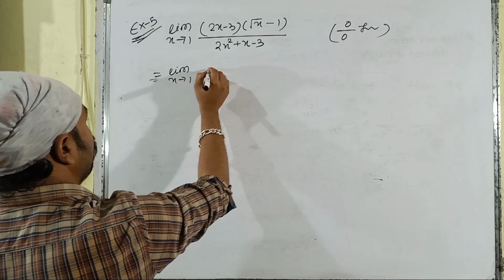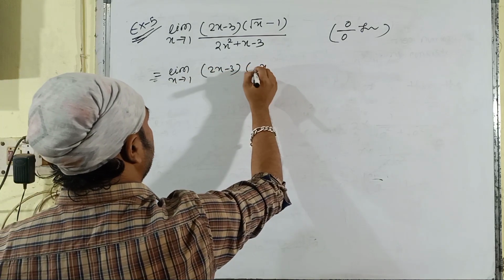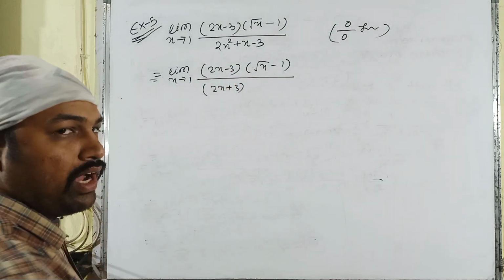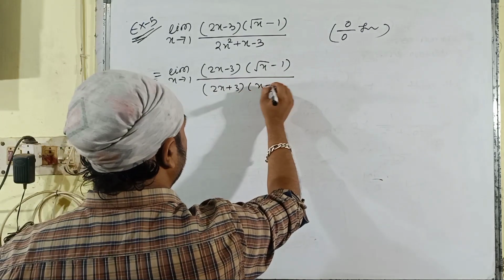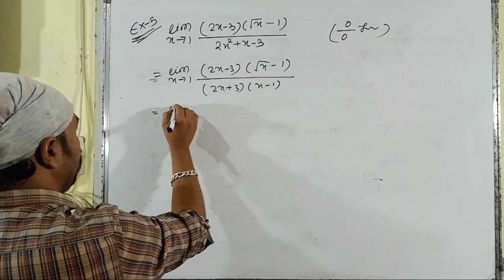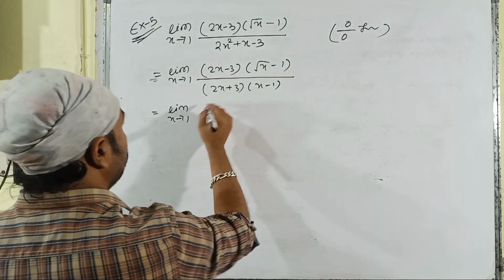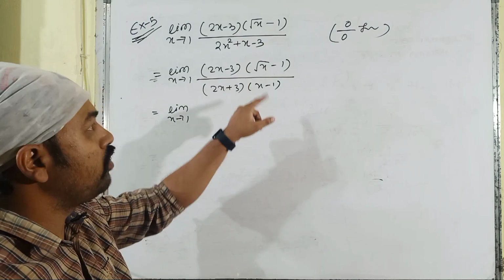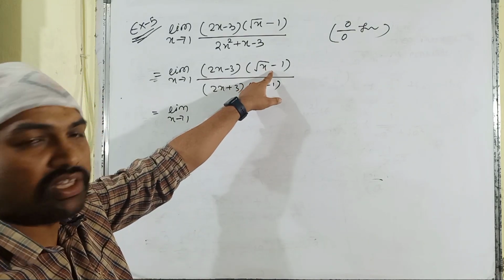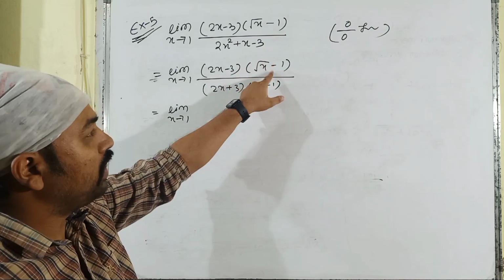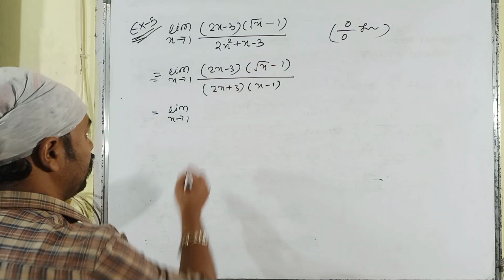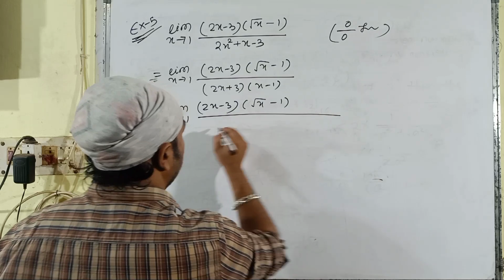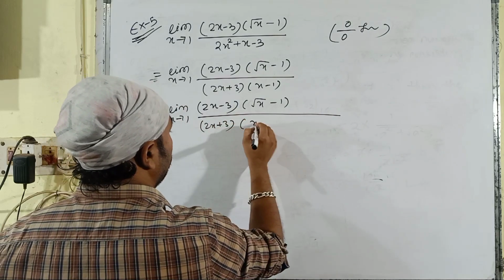Limit x tends to 1, 2x minus 3 multiplied with the square root of x minus 1, whole divided by, after factorizing and simplifying the denominator, 2x plus 3 multiplied with x minus 1. Here the square root function exists in the numerator part. That means we have to multiply the conjugate of that function to both numerator as well as the denominator.